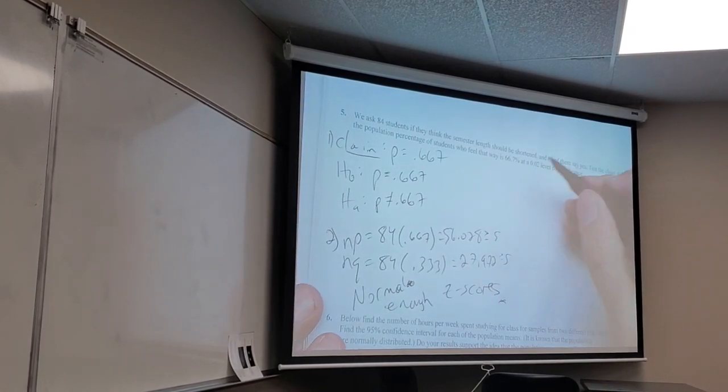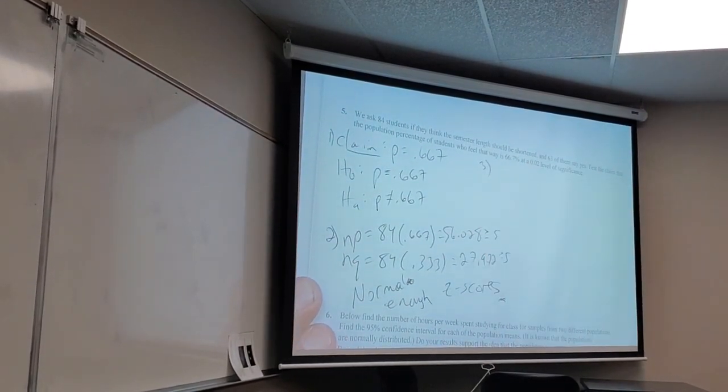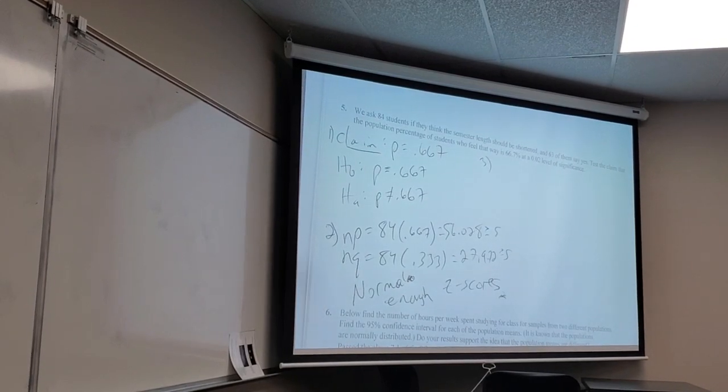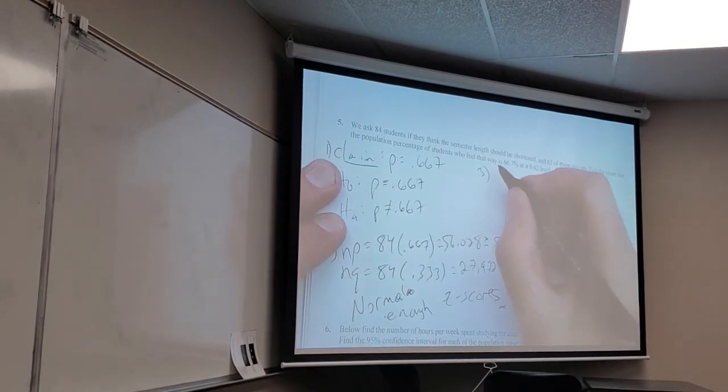All right. So what about setting up the rejection region? What's alpha?